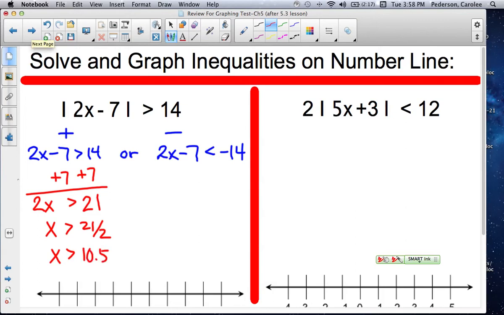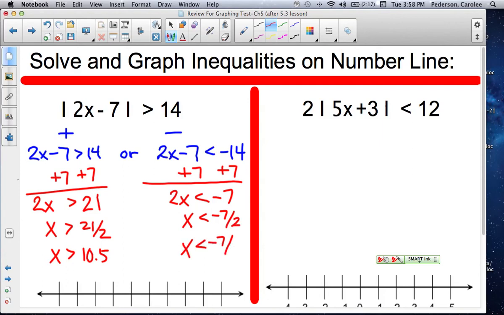Now we'll come over to this one. Again, add 7. And then negative 14 plus 7 is negative 7. Divide by 2. x is less than negative 7 halves.